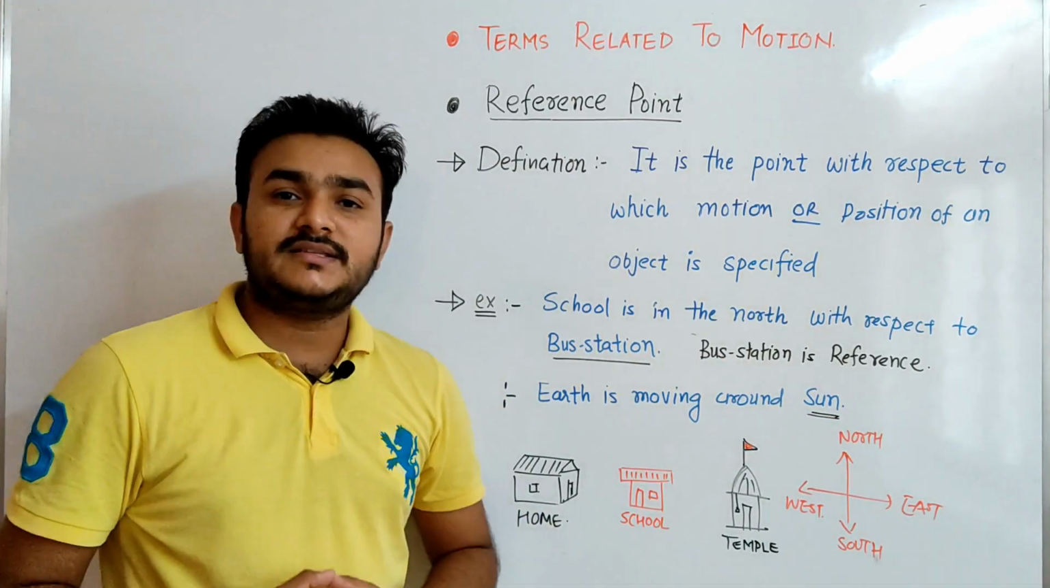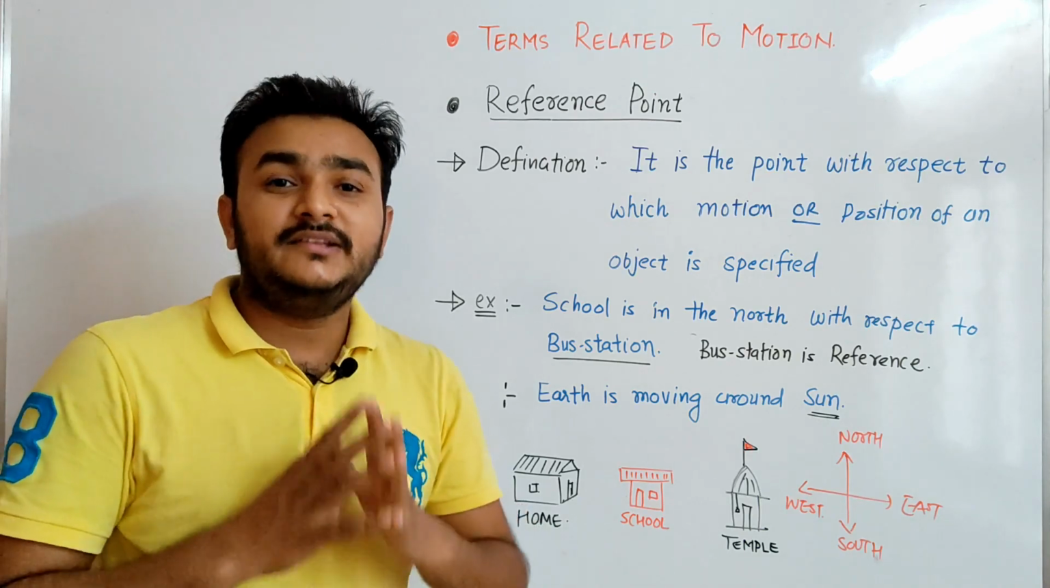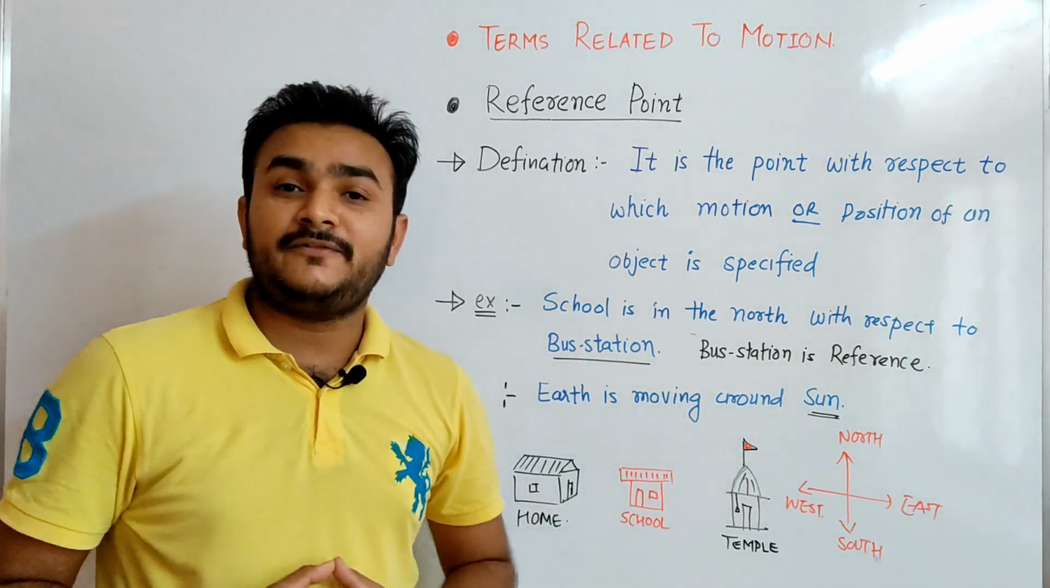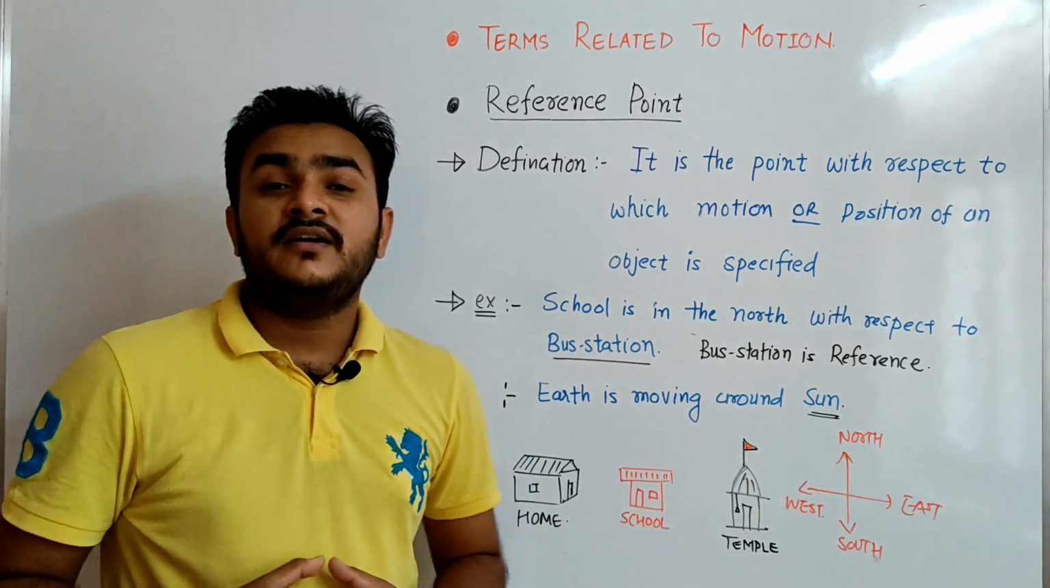Earth is moving around the sun. So in order to understand the motion of the earth, we have taken the reference of the sun. So here the sun is the reference point.